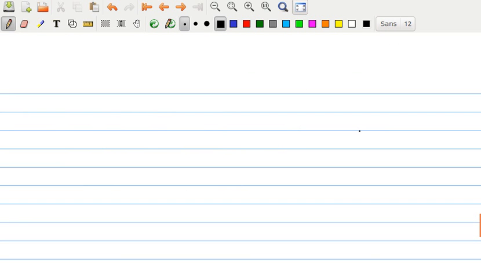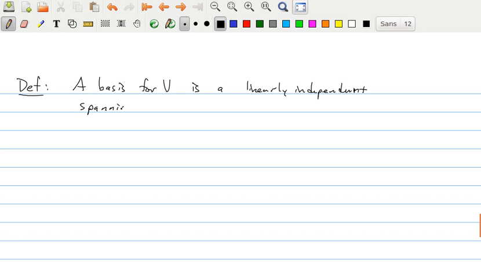So combining these two basic definitions together, we're going to close with the idea of a basis. So a basis for V is a linearly independent spanning set for V. So what this means, it's a spanning set. So any vector in V can be written as a linear combination of our set. And because they're linearly independent, it's not redundant. I don't have more than one way to represent my vectors.